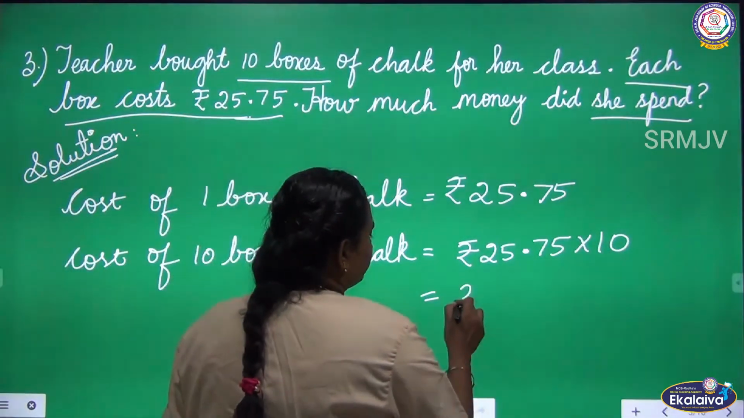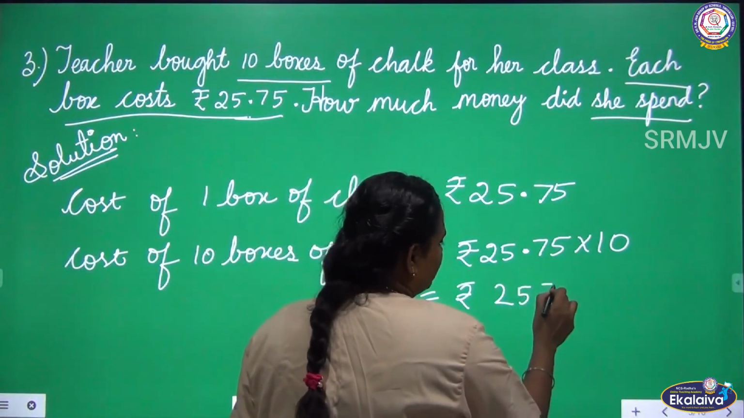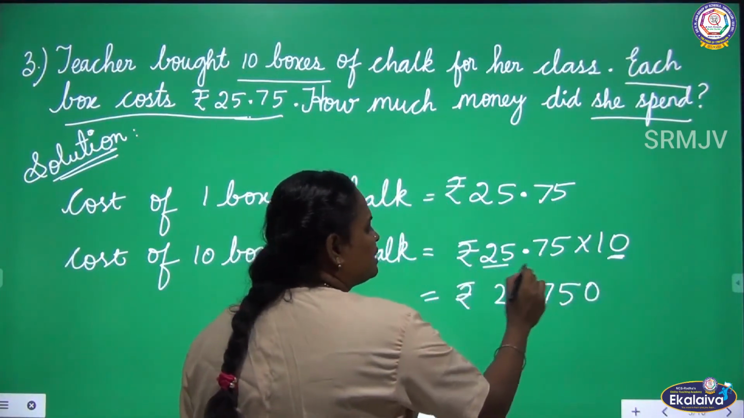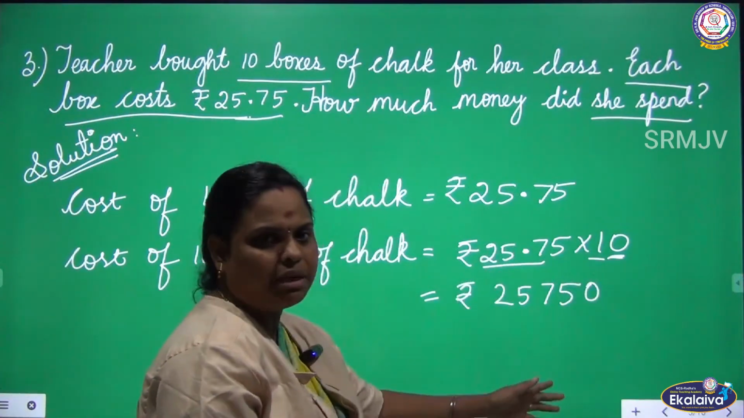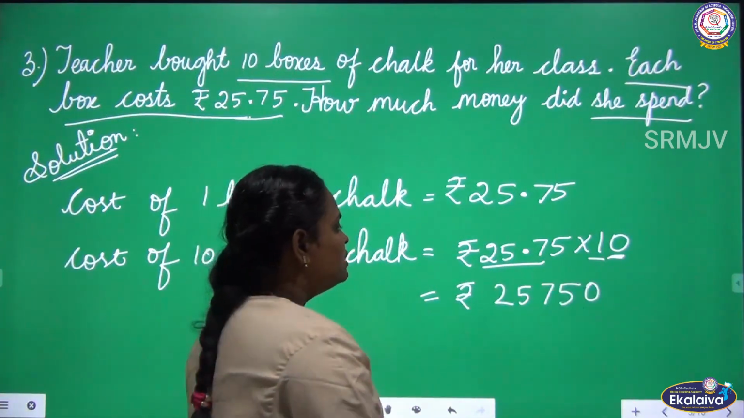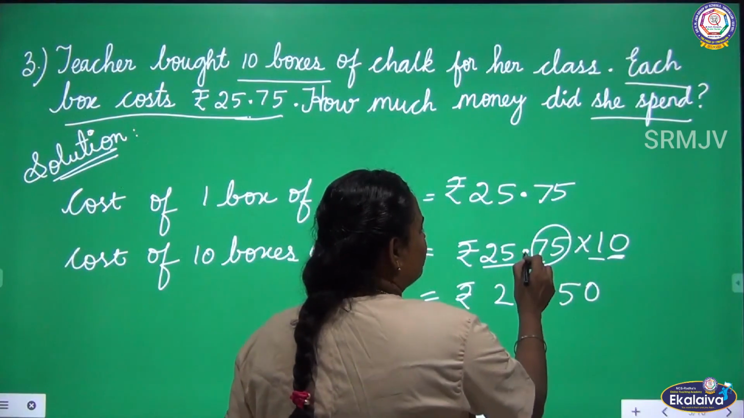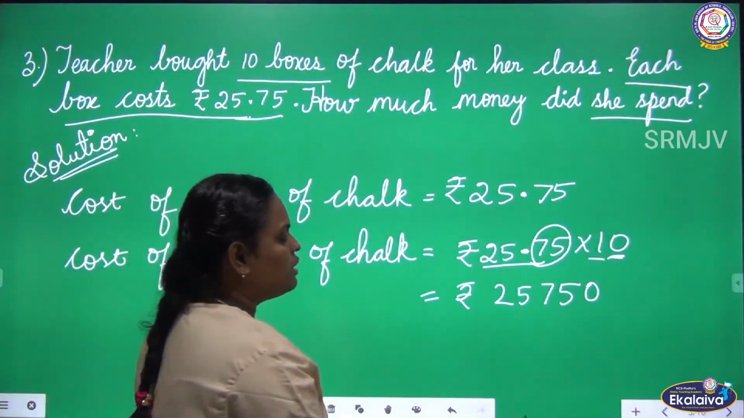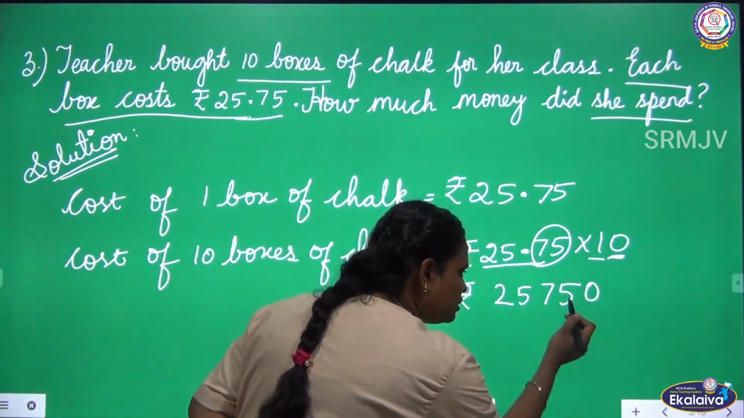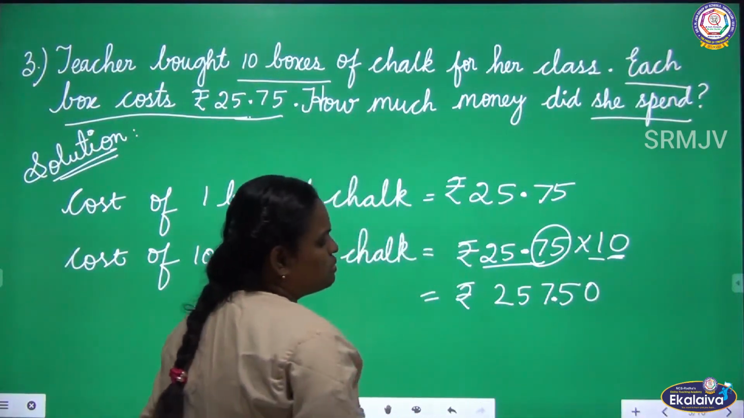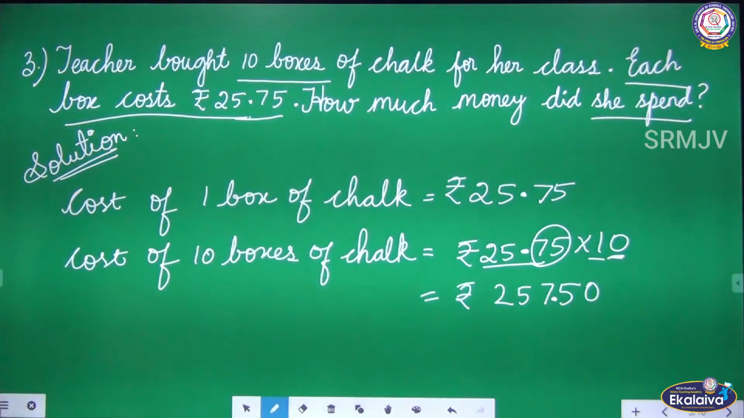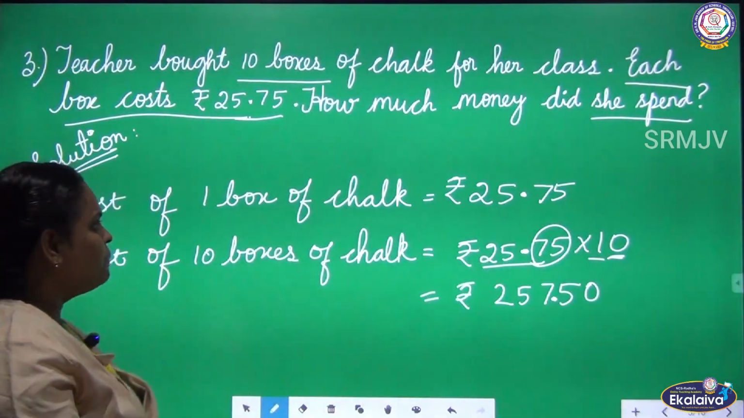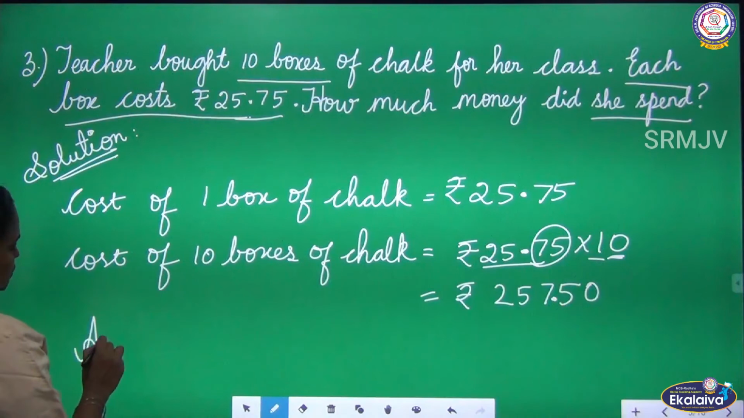So if you are multiplying by 10, what you will do, you will write all the numbers, then you will include this 0. If you multiply with this 1, you will get the same number, then you will write this 0. Next, how many places children here after the decimal, after the dot? Two digits are there. So at last you leave 2 digits, 1, 2, then put the dot. So how much did she spend for 10 boxes of chalk? 257 rupees 50 paise.